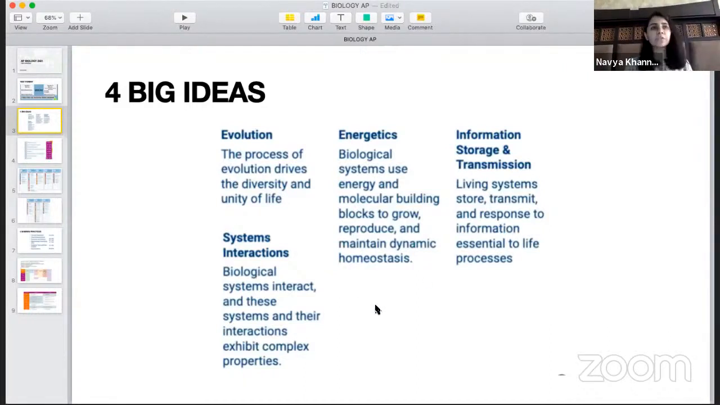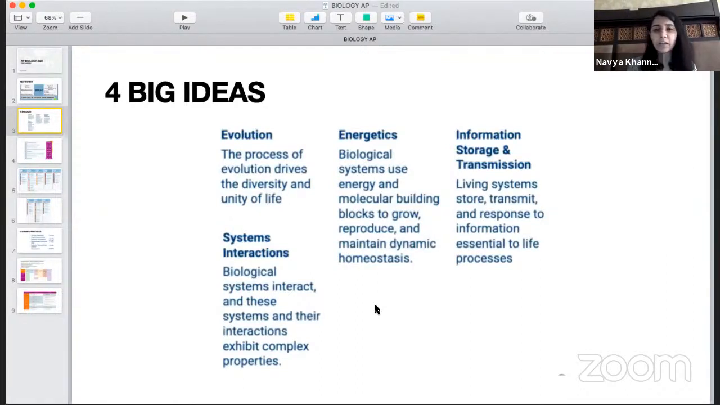Systems interactions, how does one react to the environment, right? So the stimuli response connections that we have, how does that happen? How do systems interact with their complex properties of functions and of surroundings? All of that will come under systems interactions, right? Now, these are the main 4 big ideas. Now, how do we start studying them, right?